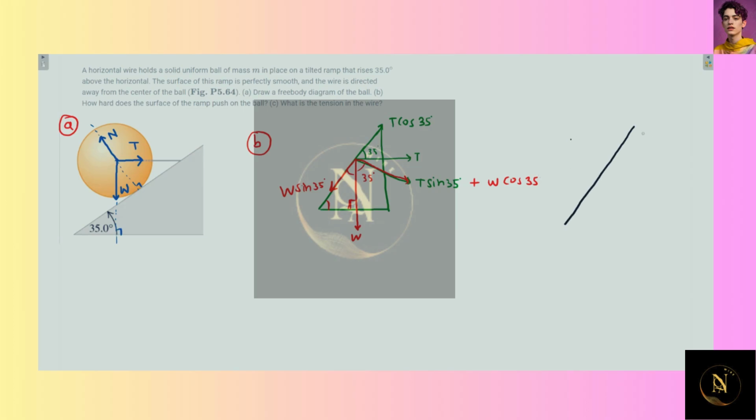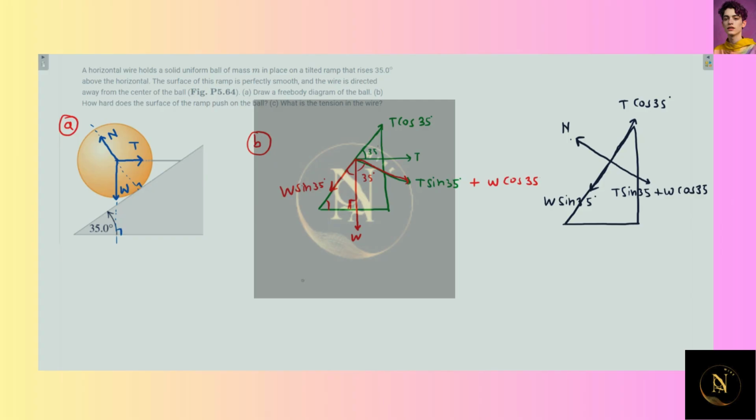Let me just redraw this in a clean fashion. If this is the ramp, then the forces perpendicular are as follows. There is a normal reaction, and that's the only force in this direction. Exactly opposite, we have the force T sin 35 plus W cos 35. Over here we have one force which is T cos 35, and over here as well we have one force which is W sin 35. So this is how the complete forces look.